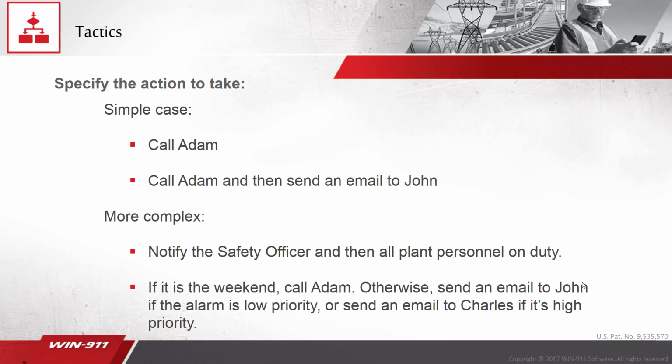A couple of simple use cases. A simple call-out list would be just to call Adam, or we can get a little bit more complex and go call Adam and then send an email to John. And then we can take that a notch up. Depending on the alarm, we can notify the safety officer and then all plant personnel. Or if it's the weekend, let's call Adam. Or if it's not the weekend, send an email to John if it's low priority, or email to Charles if it's high priority. And this is one of the ones we'll come back to and build out so you can kind of see what that looks like.